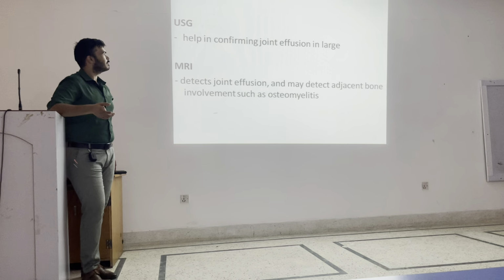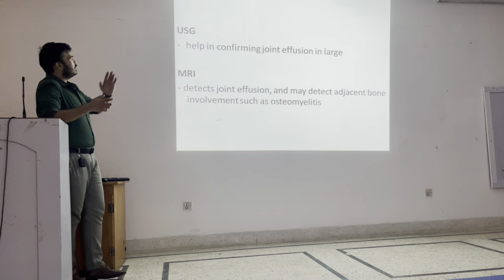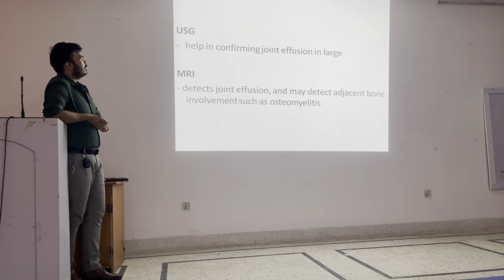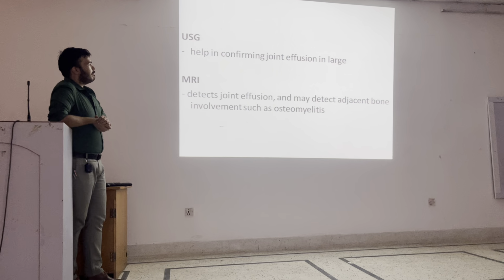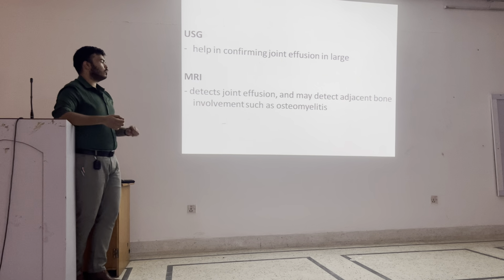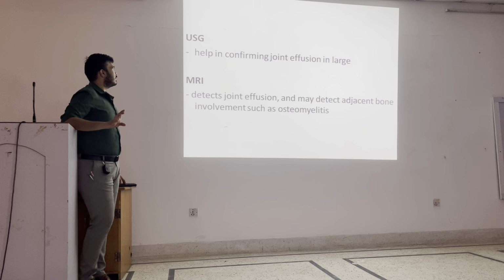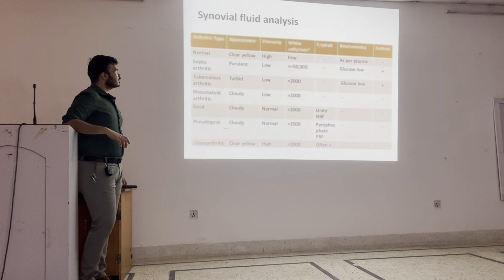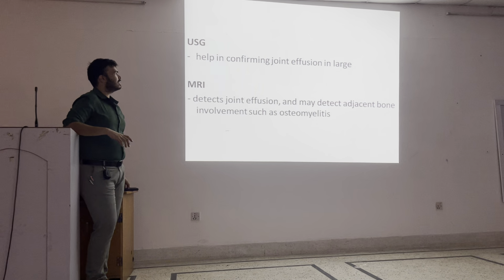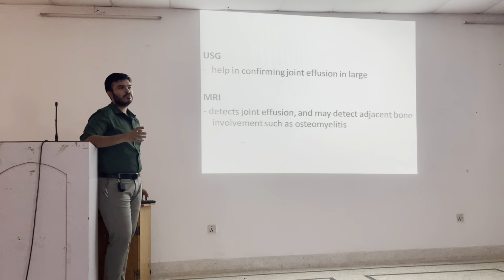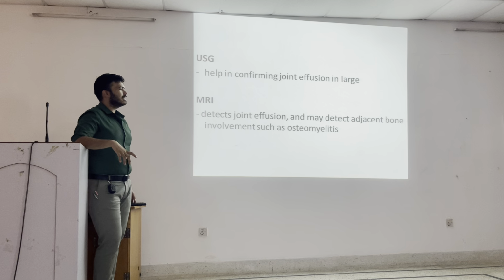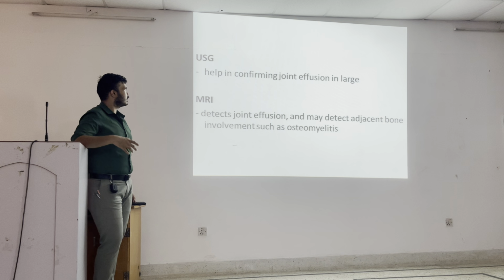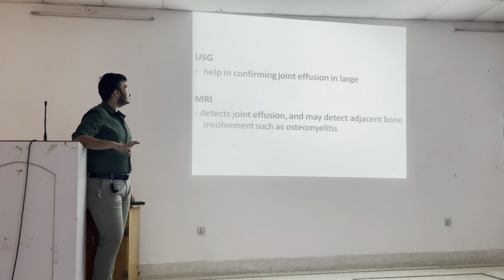By history. So you can go for USG for confirming joint effusion in the hip. MRI detects joint effusion and may detect adjacent bone involvement such as osteomyelitis. MRI is the gold standard. It's very helpful. CT scan is not preferred because the ossification centers develop late, and sometimes there's a confusing pattern. So USG and MRI are the best.